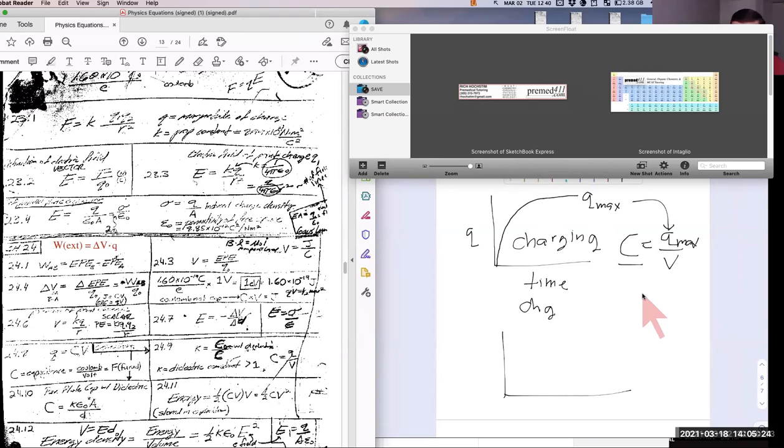Okay, so if we take this right over here, this is Q, and this is time. And then this over here is going to be discharge. So now it would start up here and then it would go down to 0. So that's how it looks when it's charging and how it's going to look when it's discharging.